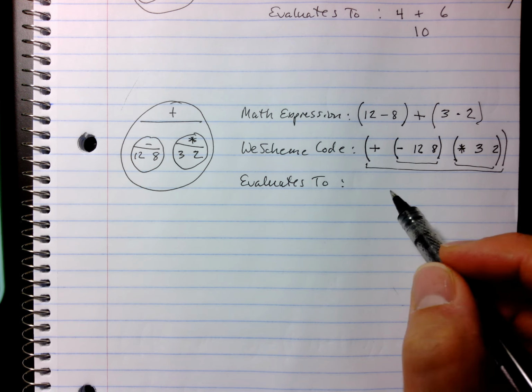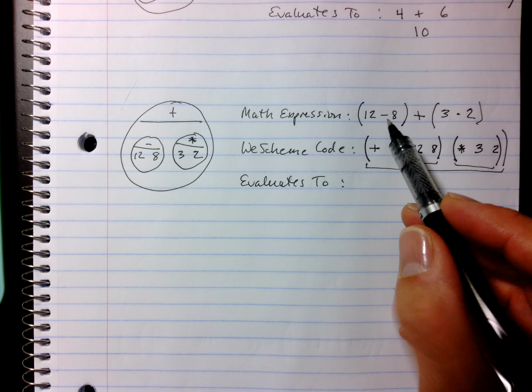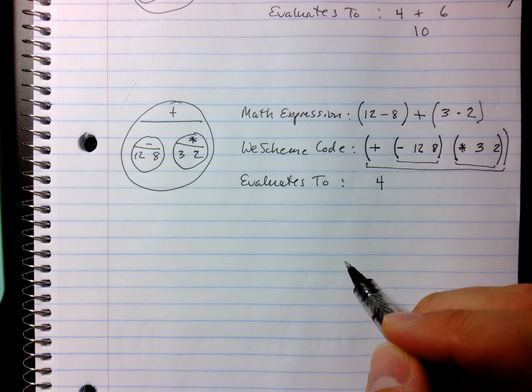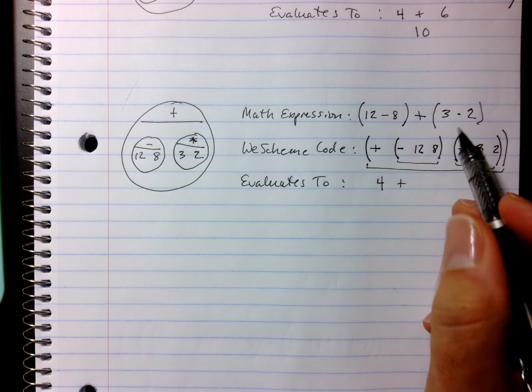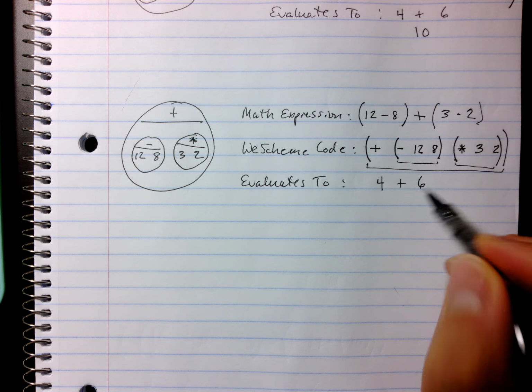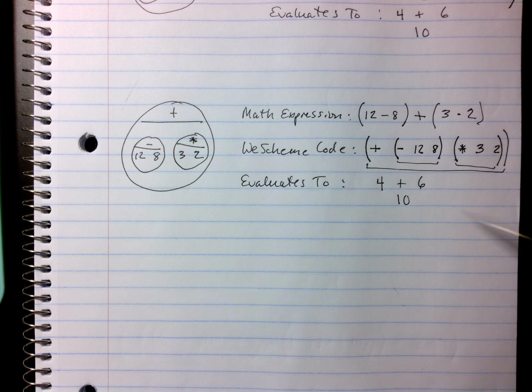And then finally, what does this evaluate to? Well, 12 minus 8 gives us 4. Add it to 3 times 2, which is 6. That evaluates to 10. So that was just one example.